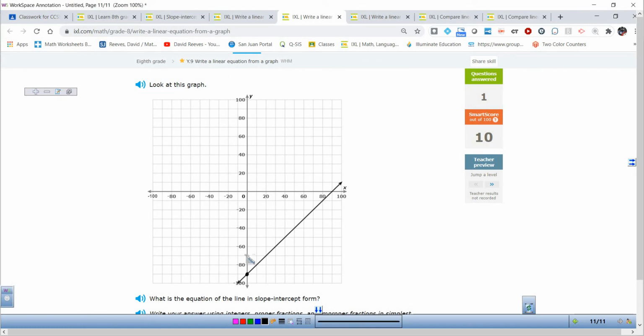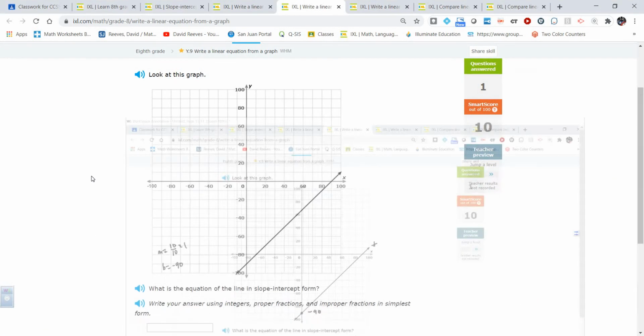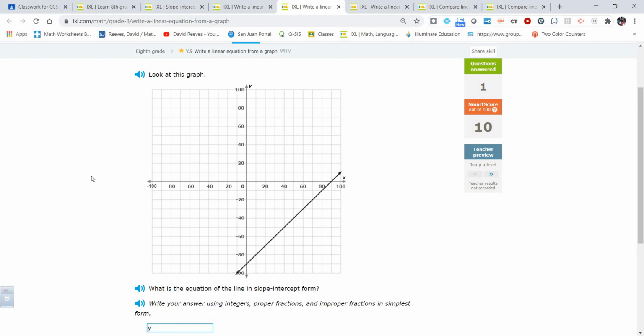Here's our y-intercept right here, where the line crosses the y-axis. That's negative 90. And again, if we look at our slope, same thing. It's going up 1 over 1, up 1 over 1, except if we look at the scale, the scale is the same on both. It's going by 10. So the y-intercept was negative 90. The slope is actually up 10 over 10. By the way, just a reminder, slope that goes up from right to left is positive. 10 over 10 or 1. So this one is going to be y equals x minus 90.